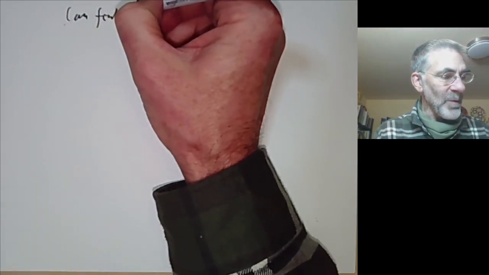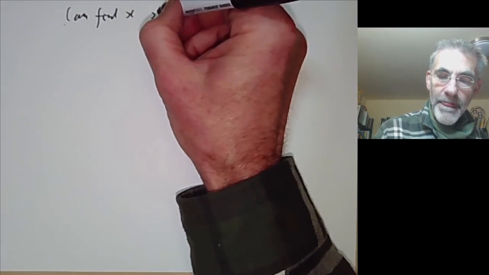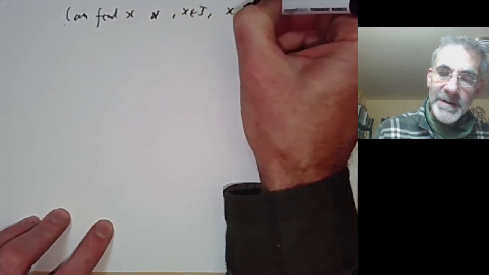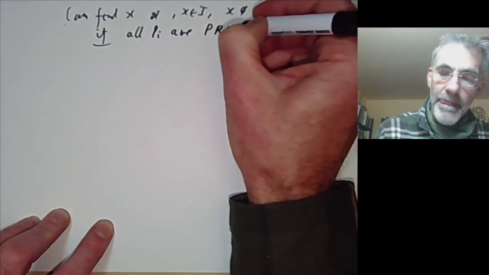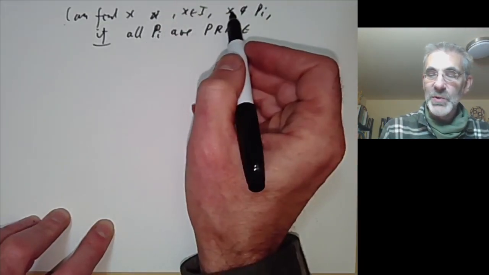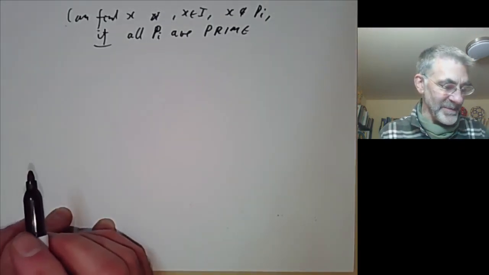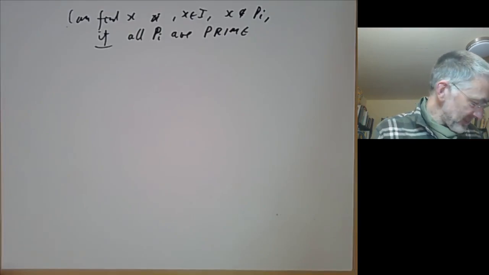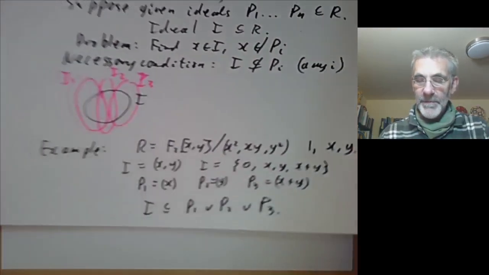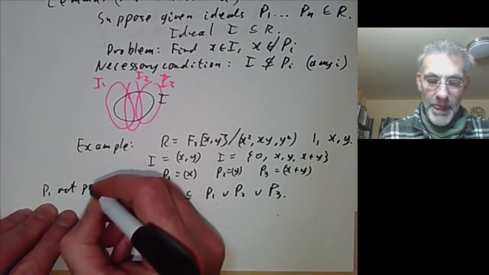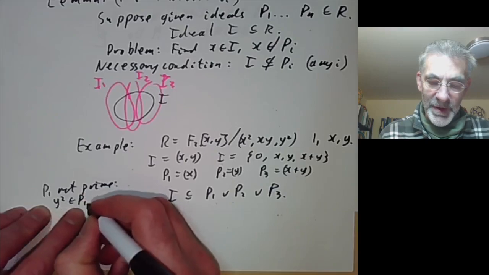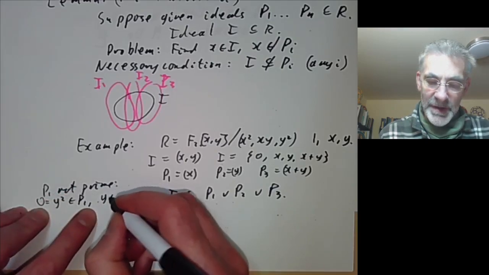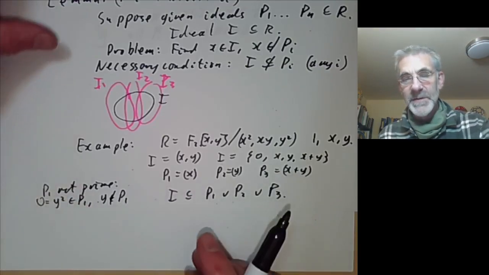However, we can find x in I, x not in the Pi, if all the Pi are prime. So this is why it's called prime avoidance. We're sort of finding an element x that avoids all these primes. In the previous example, we note that P1 is not prime because, for instance, y squared is in P1 because this is 0, but y is not in P1. So none of these three ideals are prime ideals.